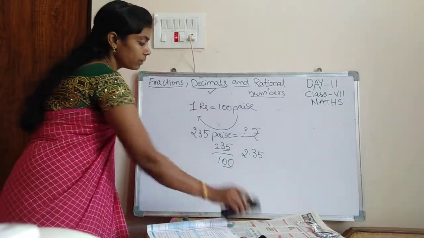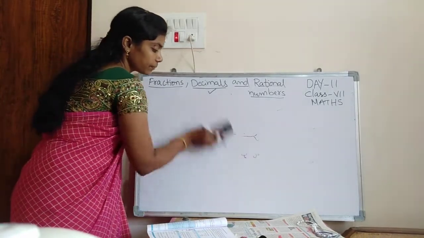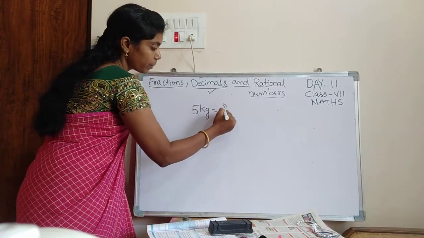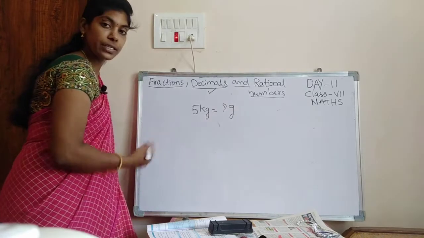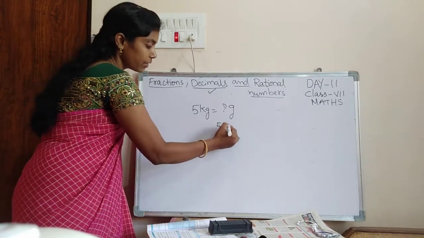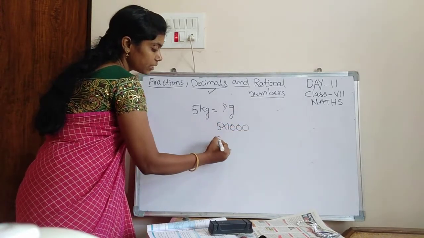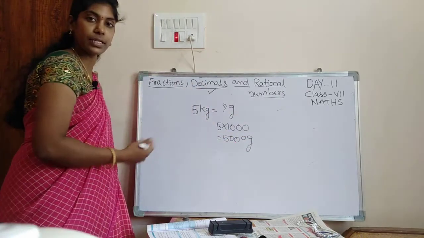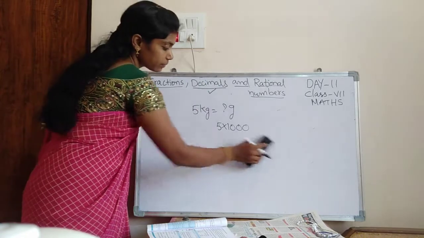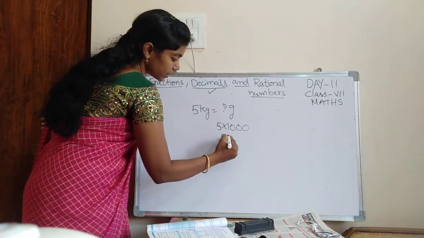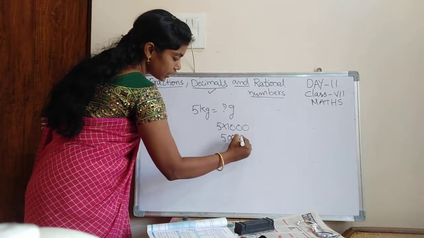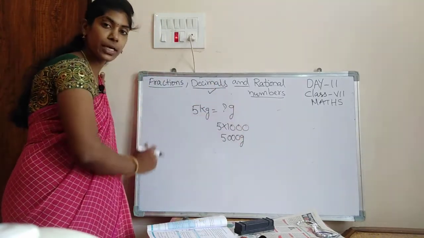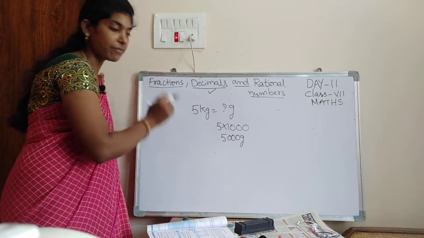In that form only, everyone will tell me that 5 kgs is equal to how many grams? It is very easy. I will say 5 into 1000 is equal to 5000 grams. Why is it easy? Because just doing multiplication is easy. But when we are converting smaller units to bigger units, we have to do division.